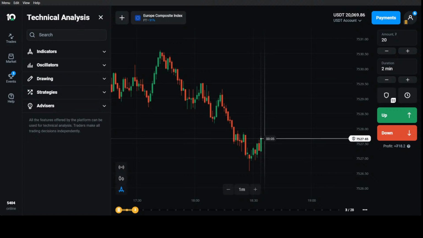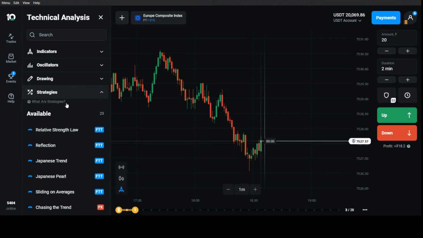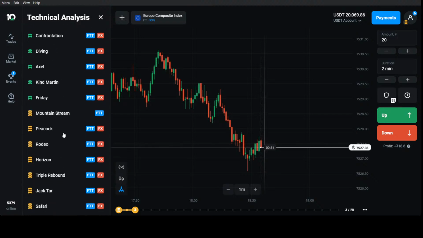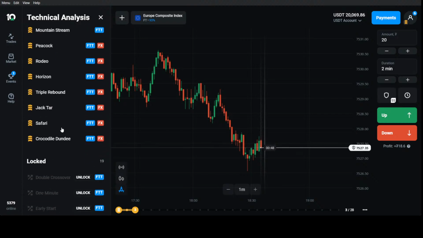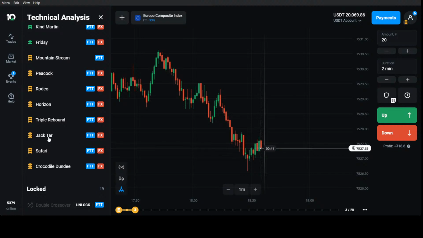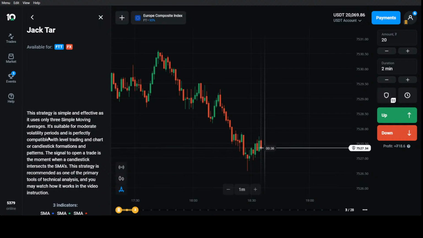Okay, so the Jack-Tar strategy, guys. When we go to the strategies, the indicators, we see that in the strategies, there are some strategies with blue arrows, some with green, and some with yellow ones. Now, let me tell you, the yellow ones are the strategies which are available for our expert level traders. The traders who are on the most premium level get access to all these strategies. From these, only one is the Jack-Tar strategy, which is available for the fixed time and the forex trading mode. So this strategy can be used in both trading modes.